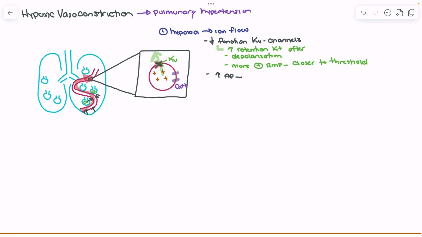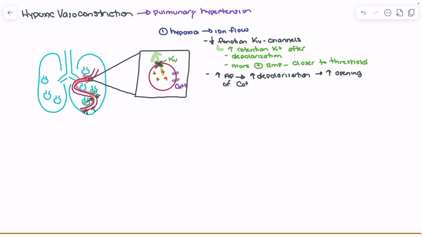for action potential. And then because of that increased opportunity for action potential, we actually see increased opening of calcium channels during depolarization. So increased potential for action potential, increased depolarization, which means we're going to see increased opening of our calcium channels. And that is what's going to lead to vasoconstriction. As that calcium enters, binds actin myosin, it's going to lead to constriction. So we see an increase in vasoconstriction.